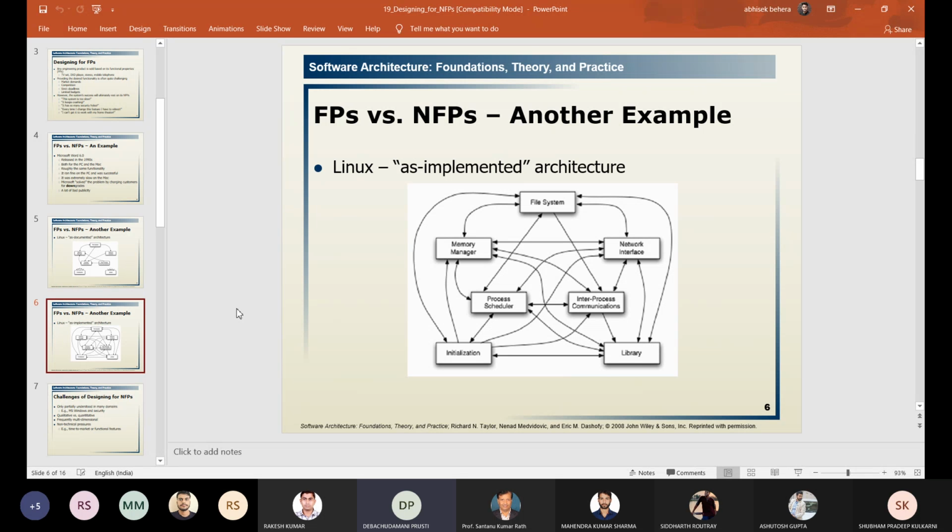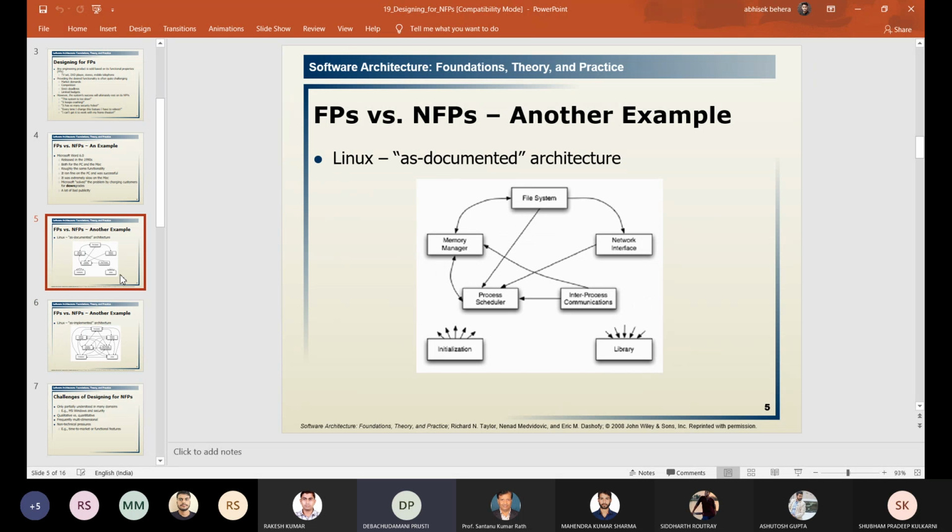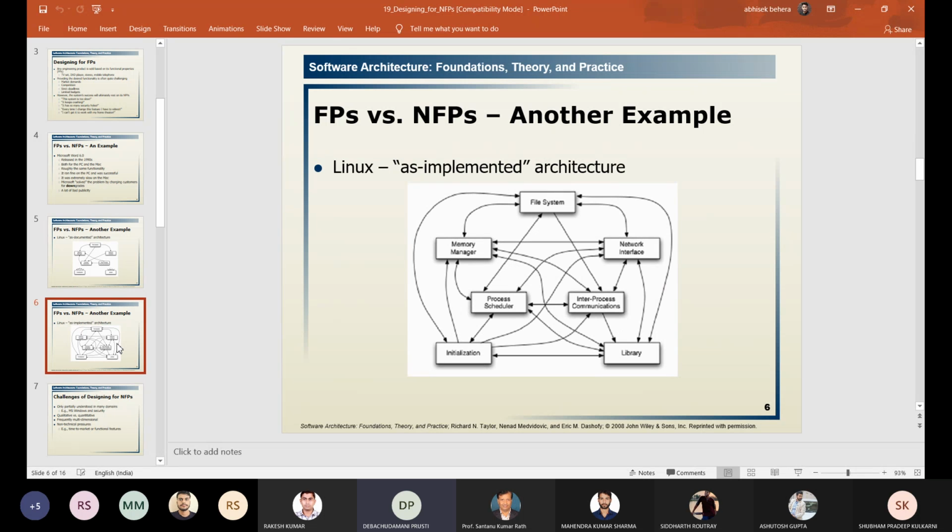Here the proper architecture is given, showing how they are interconnected. In the previous one, you don't have a proper interconnection between the components. Here there is a proper interconnection between the initialization, the process scheduler, memory manager, file system, network interface, interprocess communications, and library.